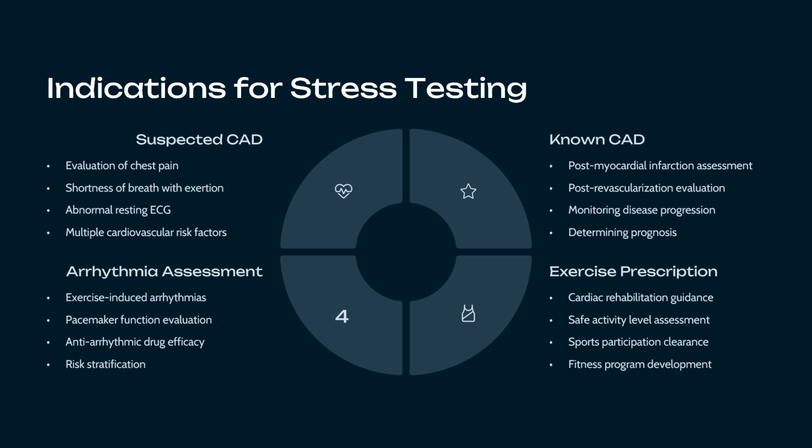What are the indications for the stress testing? Suspected CAD, if there is any CAD, which will be indicated by abnormal ECG, multiple cardiovascular risk factors, then known CAD, if there is any post myocardial infarction assessment, etc. Then arrhythmia assessment, if the heart rate is increasing or decreasing or stable. Exercise prescription, then cardiac rehabilitation guidance, then safe activity level assessment, etc.